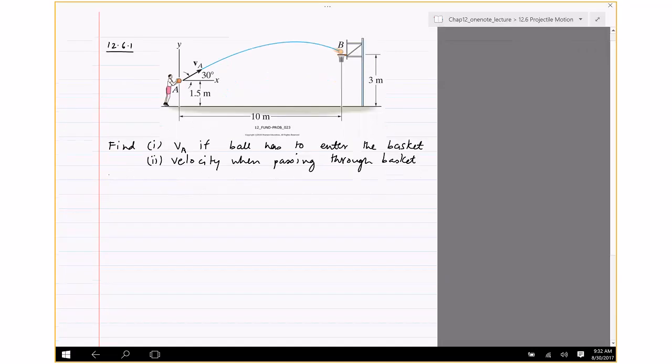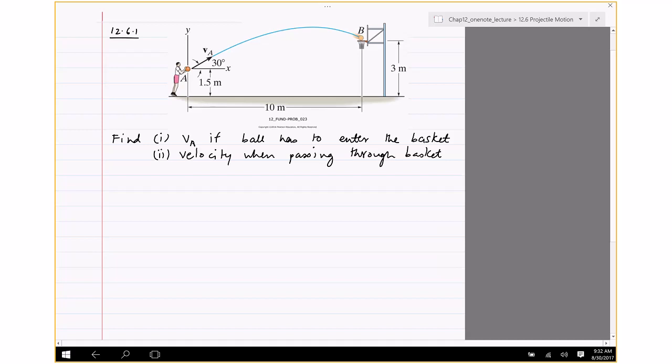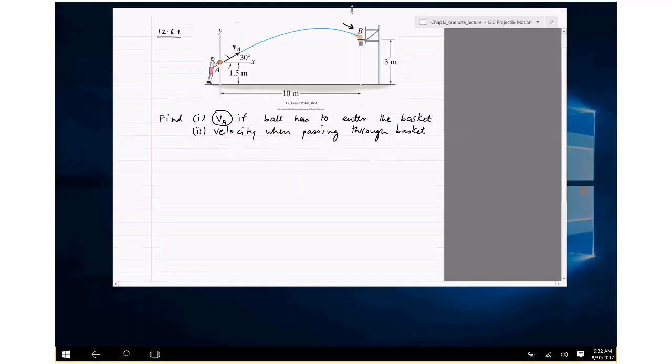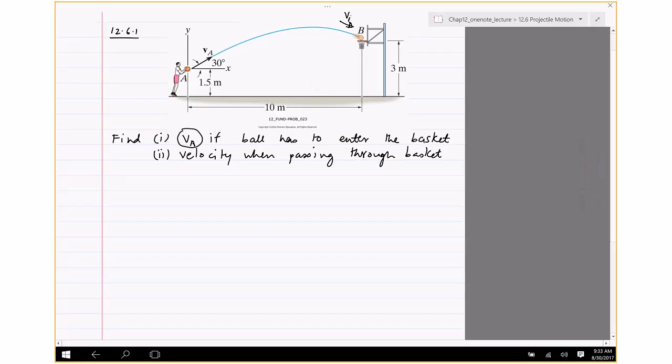Okay, so let's read the question. It's kind of self-explanatory. A ball is thrown at an angle of 30 degrees, and it enters the basket, as you can see, and you're given all heights as shown. You've got to find the launch velocity VA if the ball enters the basket, and then you've got to find the velocity at B when the ball is passing through the basket, which is unknown.